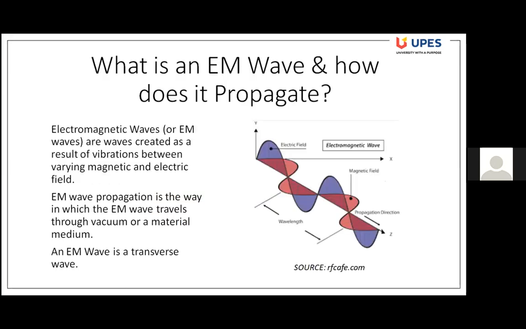First of all, I'd like to tell you about what an EM wave is and how it propagates. Electromagnetic waves are waves created as a result of vibrations between varying magnetic and electric fields. EM wave propagation is the way in which an EM wave travels through a vacuum or a material medium. When the EM wave travels through a material medium, the speed is slightly less than when it travels through a vacuum. An EM wave is also a transverse wave, which is a wave in which the oscillation is perpendicular to the direction of the wave.